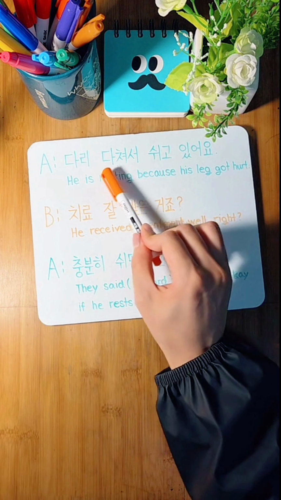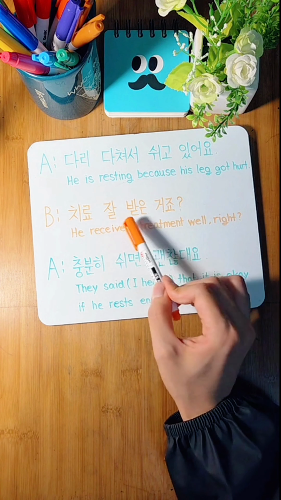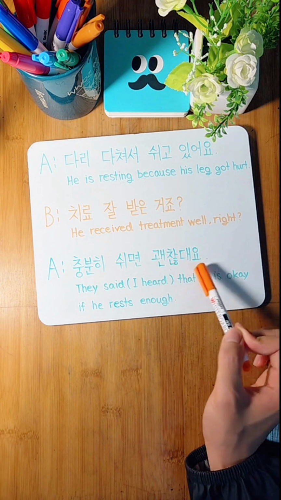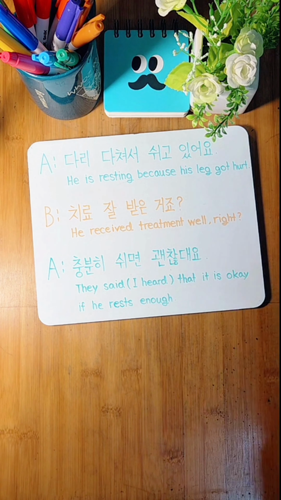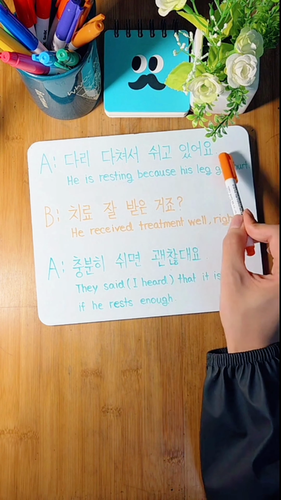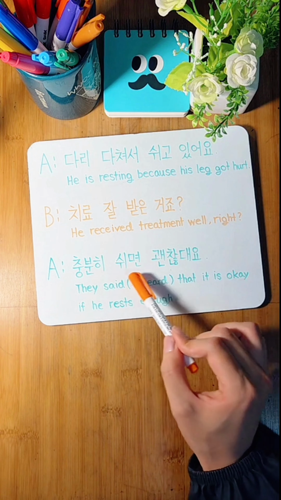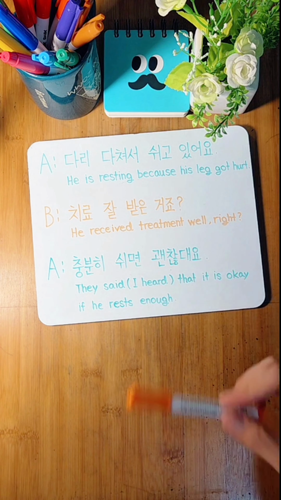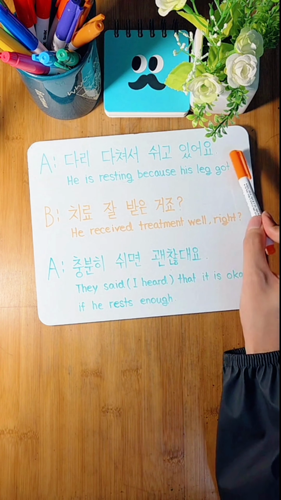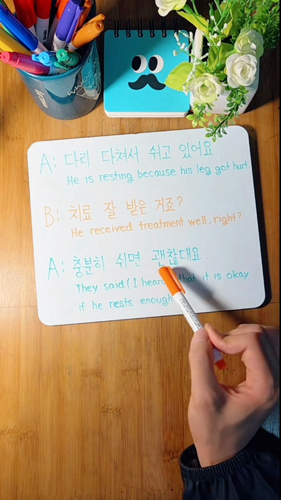So, 다리 다쳐서 쉬고 있어요. 치료 잘 받은 거죠? 충분히 쉬면 괜찮대요. So, with more 속도, 다리 다쳐서 쉬고 있어요. 치료 잘 받은 거죠? 충분히 쉬면 괜찮대요. With extra 속도. 다리 다쳐서 쉬고 있어요. 치료 잘 받은 거죠? 충분히 쉬면 괜찮대요.